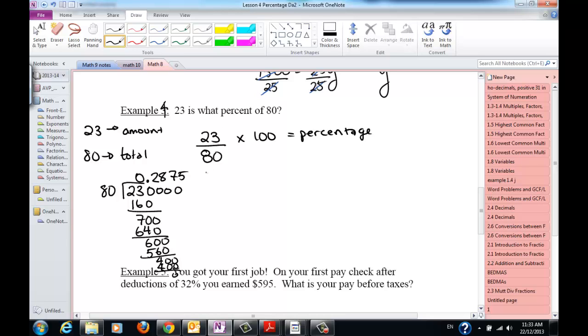So I get 0.2875 multiplied by 100, which is equal to 28.75, and it is percent. If you want to put the percentage symbol in here to help you remember that, that's great as well.